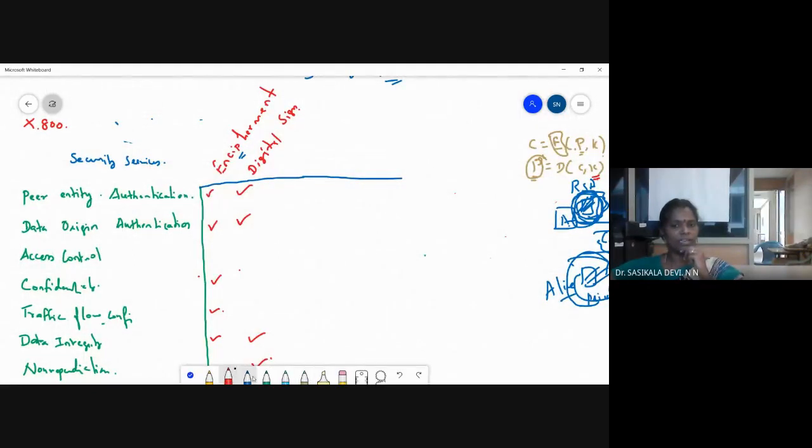Let us assume we have a TCP client and a TCP server. The TCP client will send the document by signing it. That signature will be verified by the TCP server. This is one-way authentication. Now the server is authenticating the client.